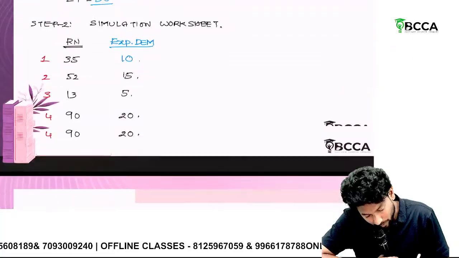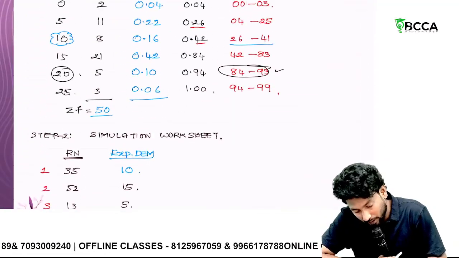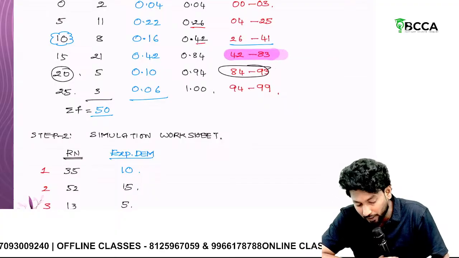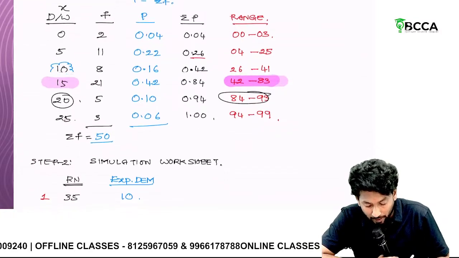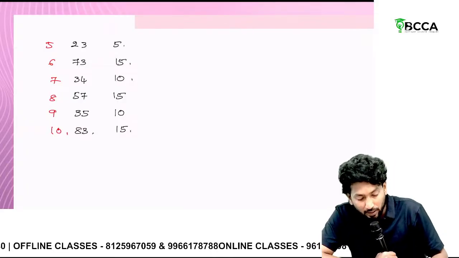Fifteen or 20, 15. 83 only, no. Sorry. 83 falls under this class interval, 42 to 83. So here the expected decision variable is 15, sir. Write 15 here. So now what is our target in this particular question?